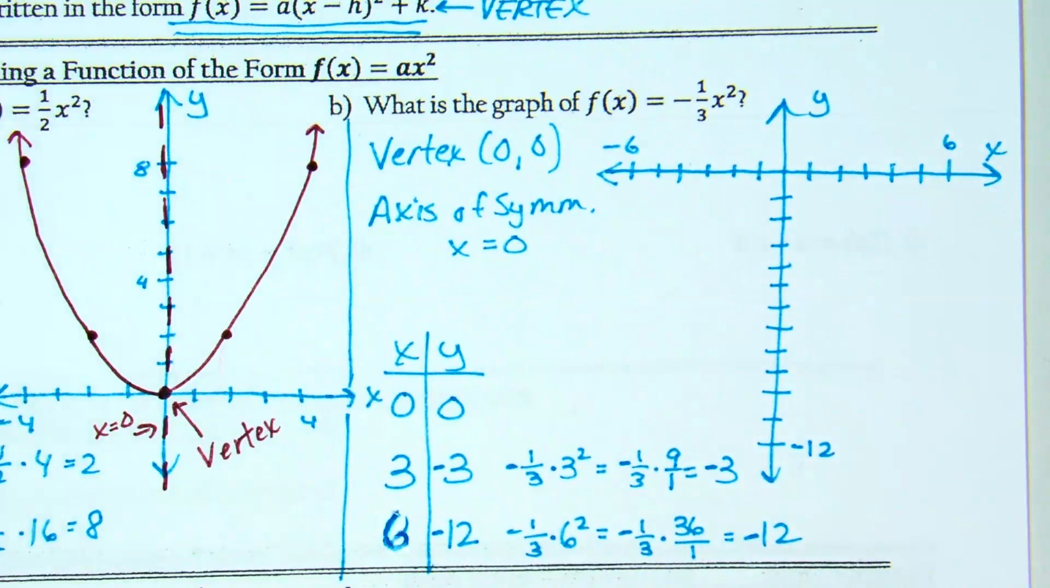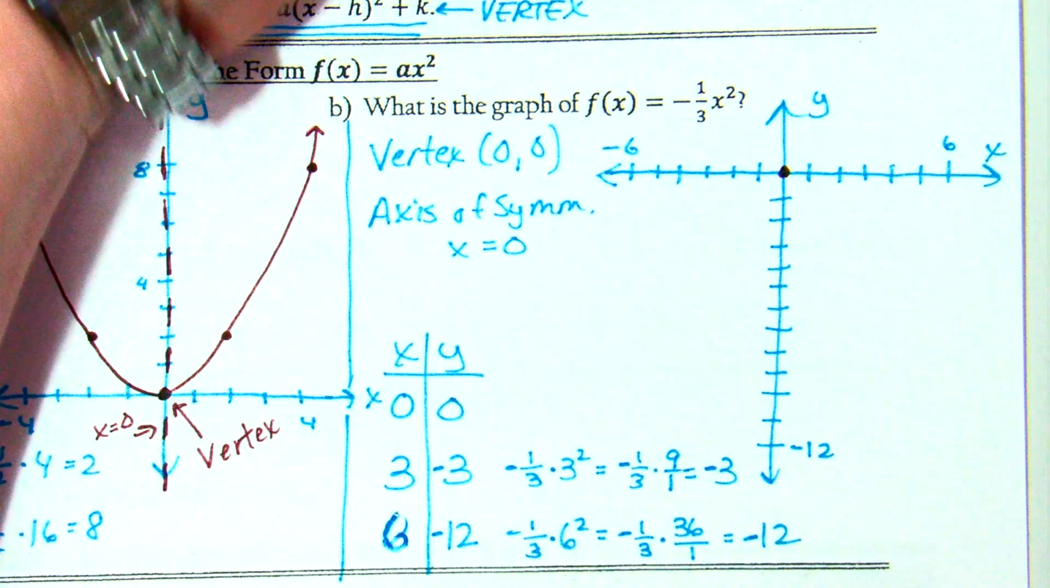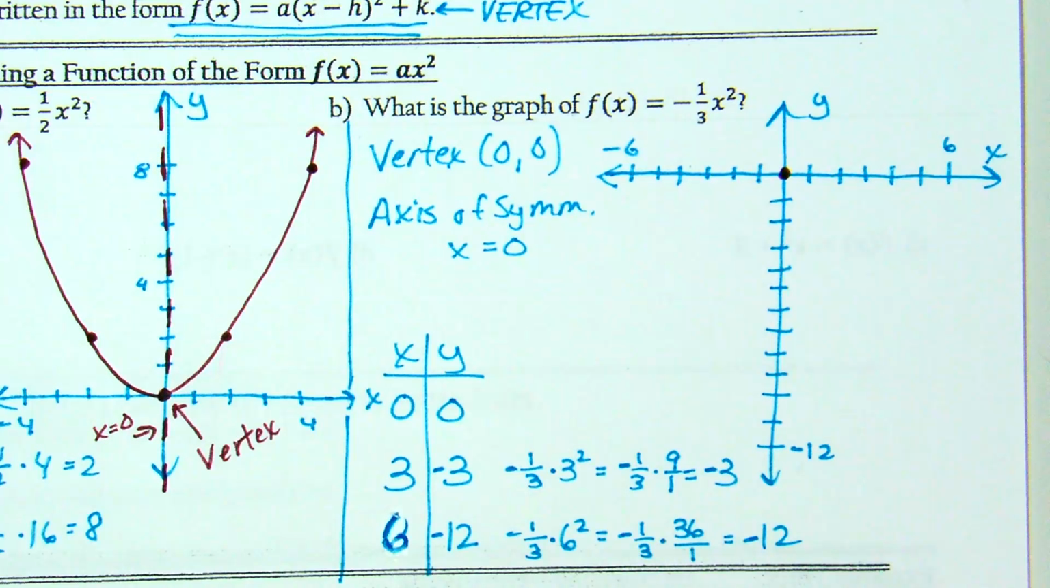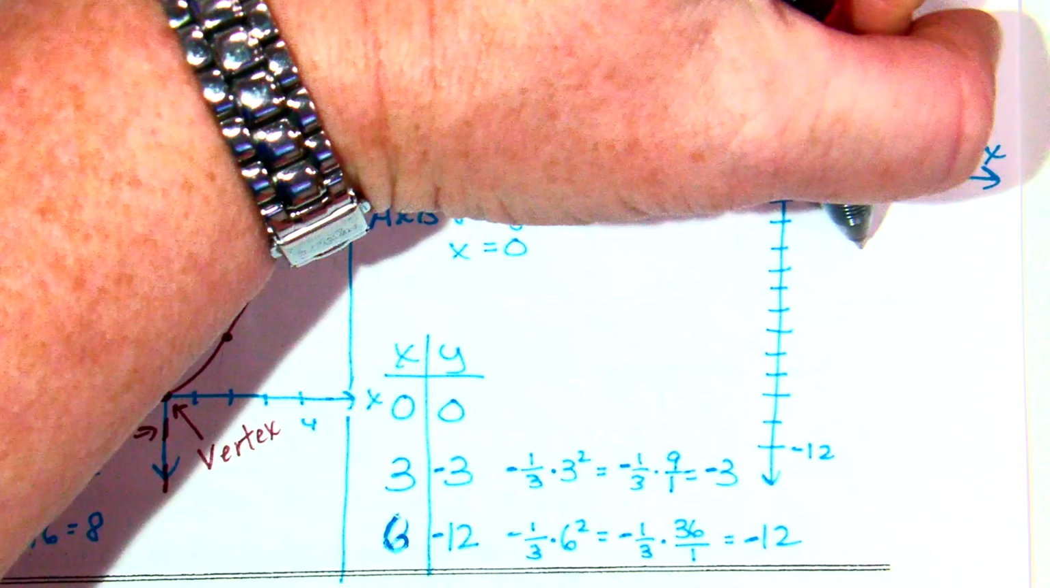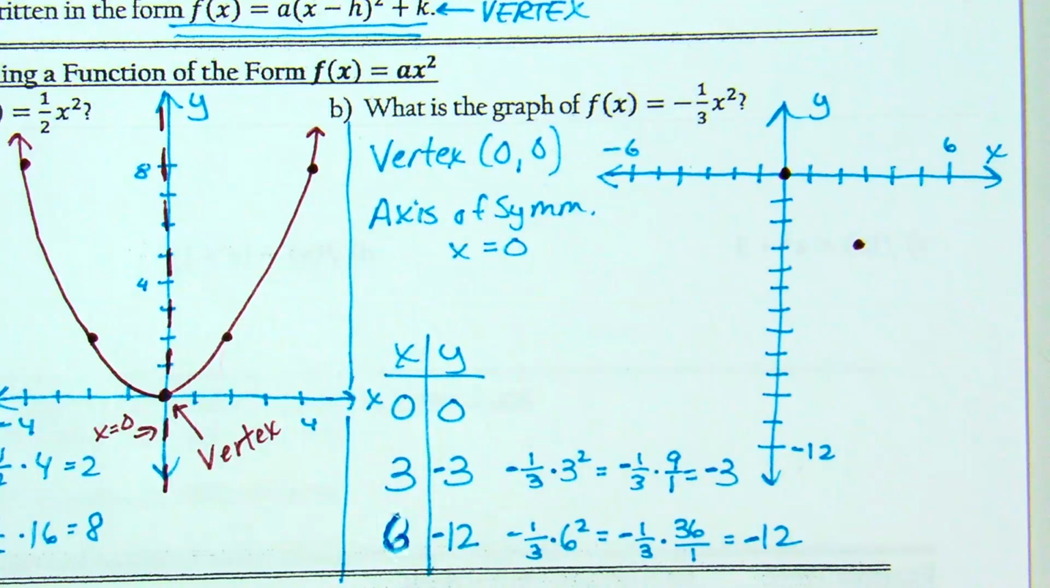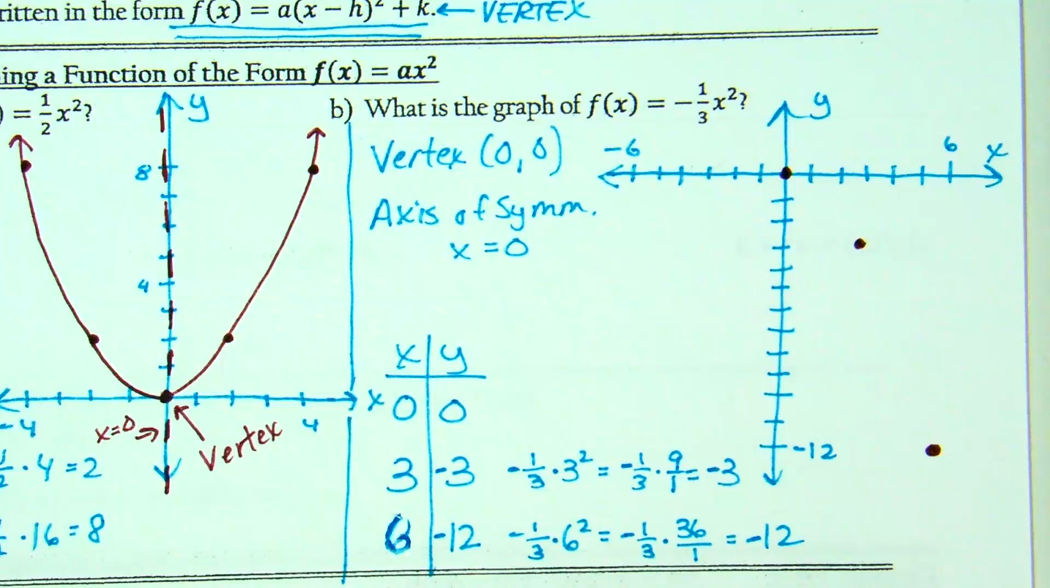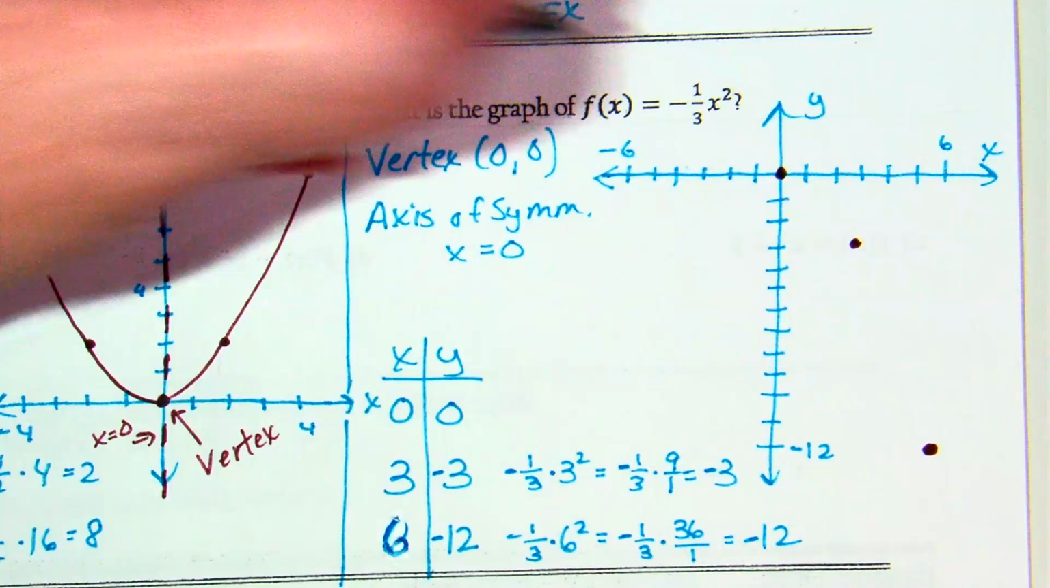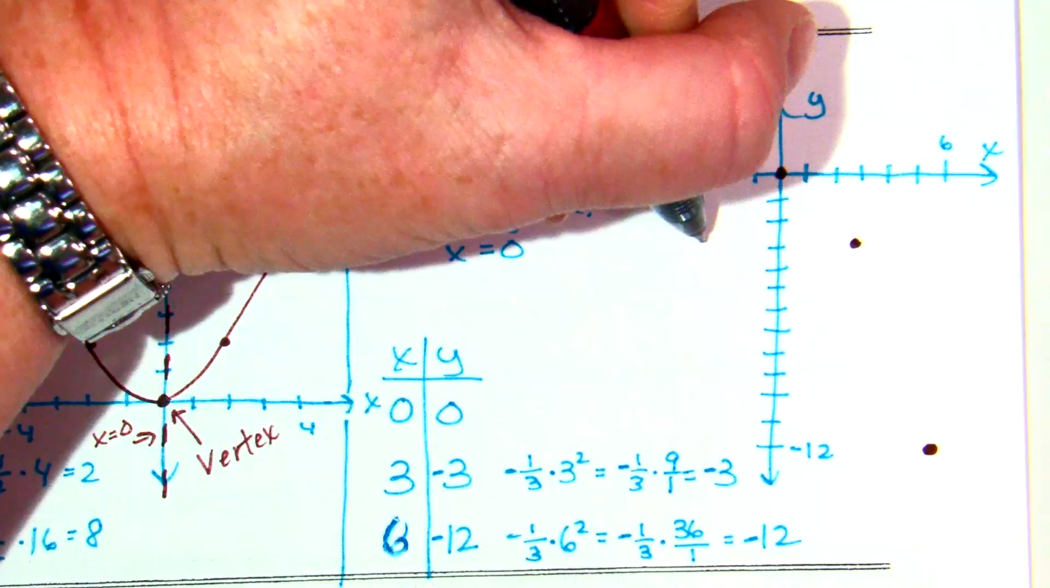Okay, you ready? 0, 0. 3, negative 3. So I'm going to go right 3, down 3. 6, negative 12. So I'm going to go right 6, down 12. And reflect them, right? Reflect them over that axis of symmetry, which is the y-axis. So I need to go left 3, down 3, left 6, down 12.